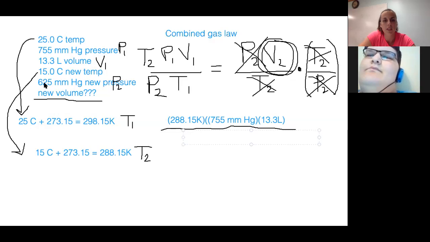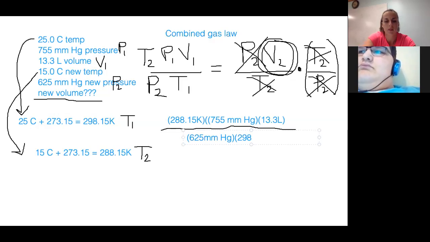So the new pressure is 625 millimeters of mercury. And then T1 is 298.15 Kelvin. All right. Then we're just plugging it in the calculator.